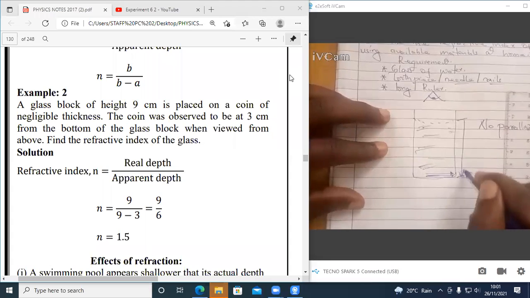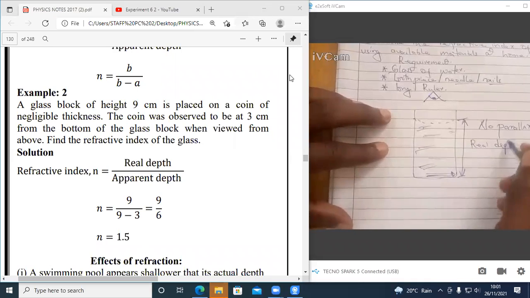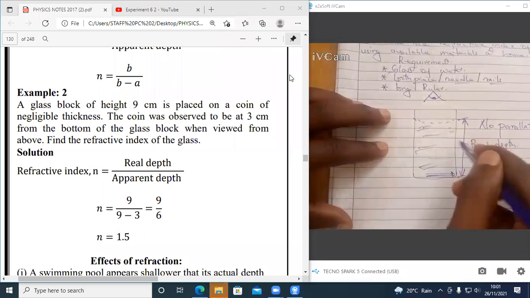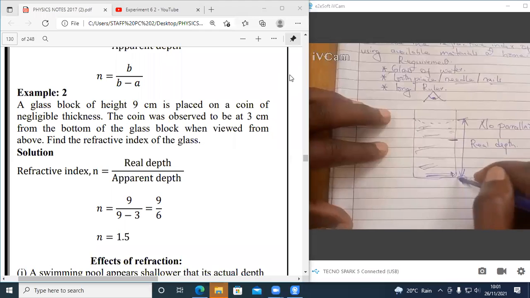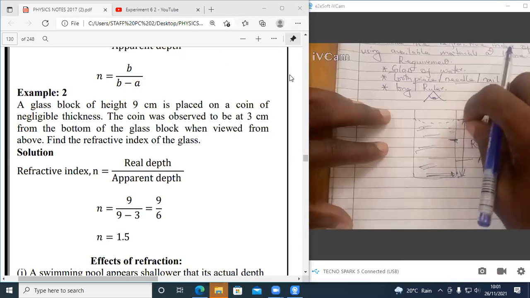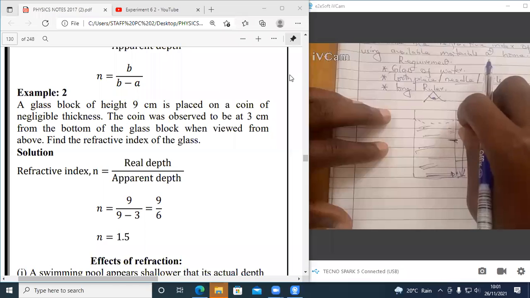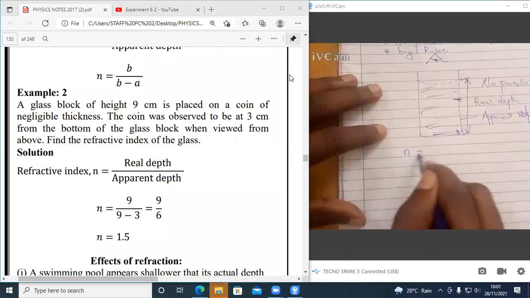This one is going to present the real depth. Then at the point where they are coinciding, you first measure from here to here. This is the apparent displacement. From the apparent displacement, you can get the apparent depth.